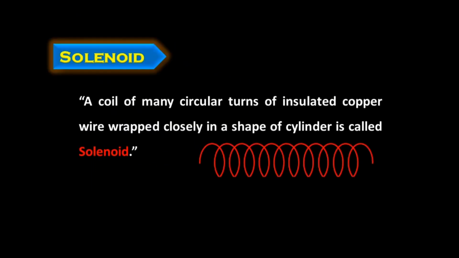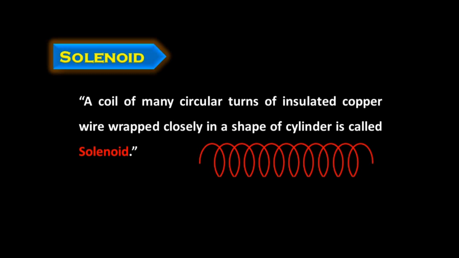A coil of many circular turns of insulated copper wire wrapped closely in a shape of cylinder is called a solenoid. It is very easy to make a solenoid. Take an insulated copper wire and wrap it in many turns in the form of a cylindrical shape. So a solenoid will be formed.